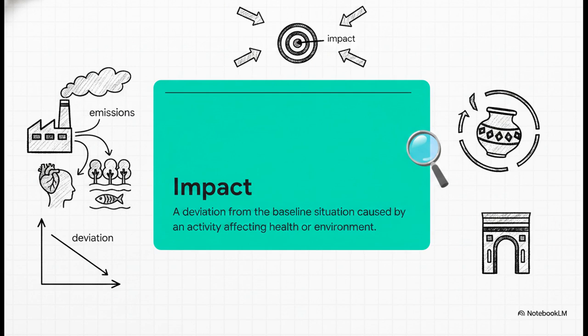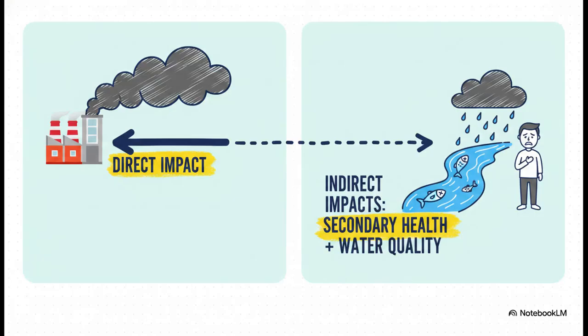So if the project alters human health, messes with biophysical conditions, or even impacts cultural heritage sites, that deviation is our impact. Now, these impacts basically split into two main buckets, direct and indirect. Direct impacts are the super immediate, obvious consequences. Think of a newly constructed factory. The smoke pouring out of its smokestacks is a direct impact.